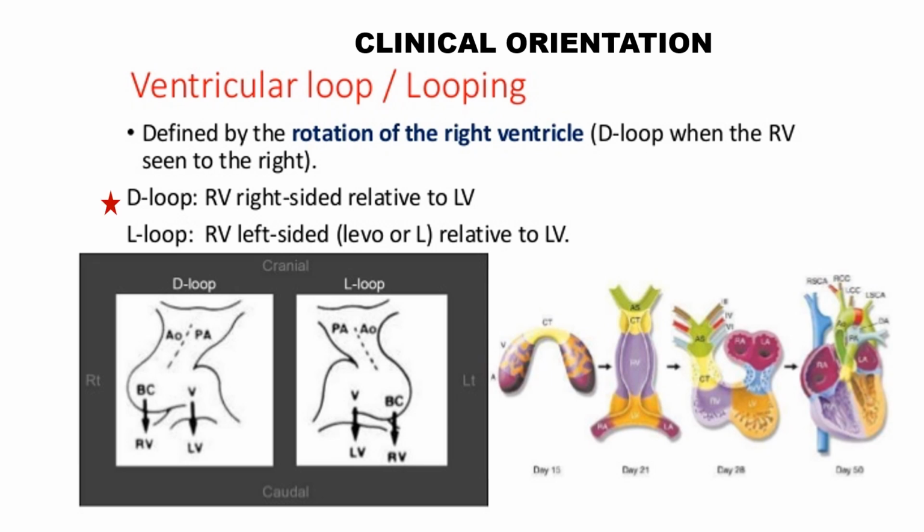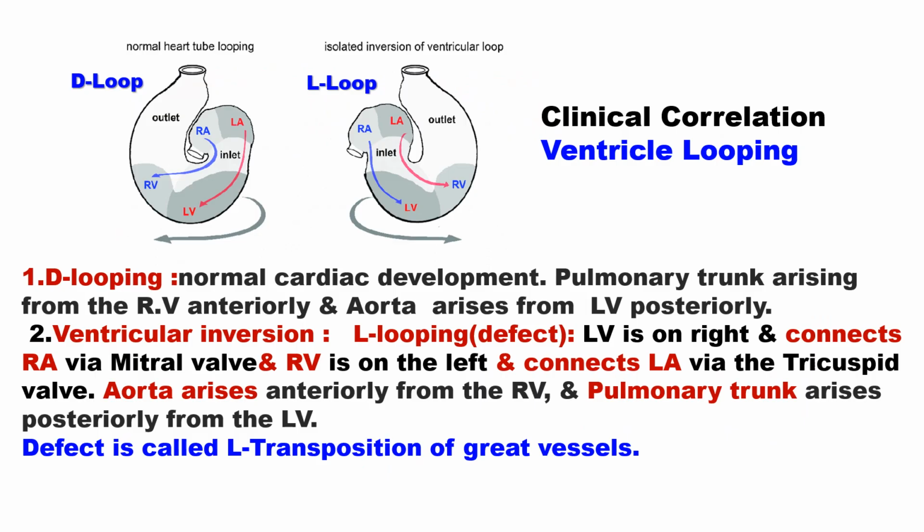In D loop, the right ventricle, which is derived from the bulbus cordis, lies to the right side of the left ventricle, which is derived from the primitive ventricular chamber. In L looping, the right ventricle, which is derived from the bulbus cordis, lies to the left side of the left ventricle, which is derived from the primitive ventricular chamber. So D looping is normal cardiac looping. The pulmonary trunk arises from the right ventricle anteriorly and the aorta arises from the left ventricle posteriorly.